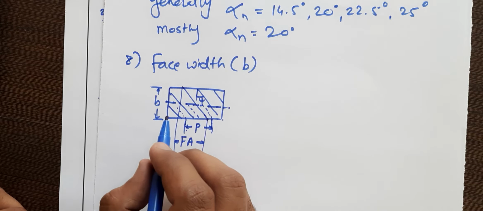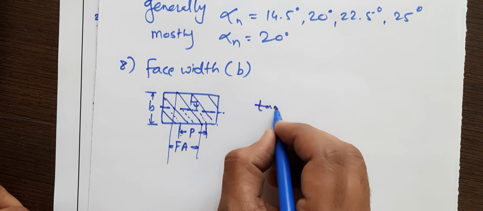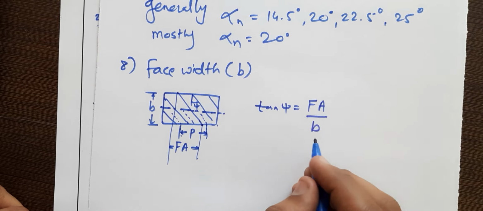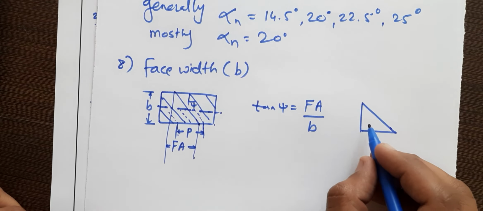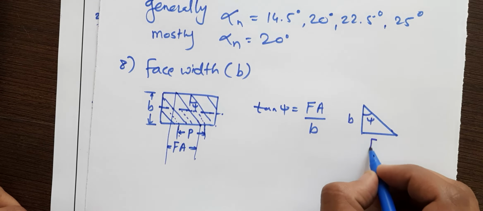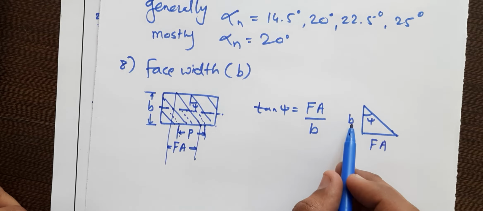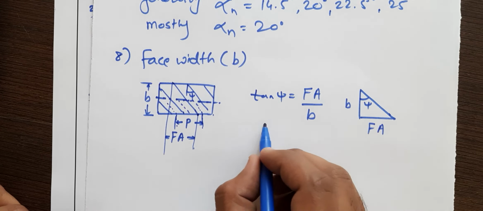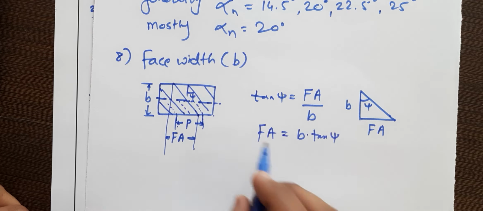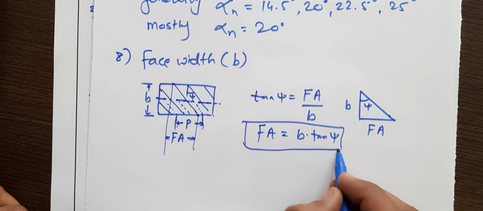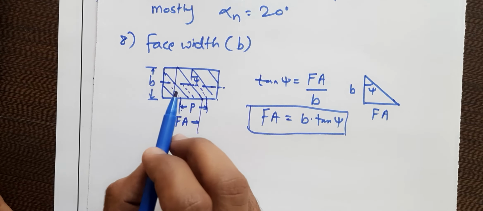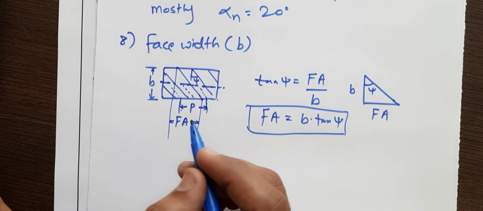So we can find face advance by tan of psi is equal to face advance divided by face width. So if we take this triangle, this angle is psi, this is face width, and this is face advance. So opposite side by adjacent side is nothing but tan of psi, and face advance is equal to B into tan of psi. So by using this you can find face advance, and face width is nothing but B. And B is normally assumed from 9 module to 15 module.